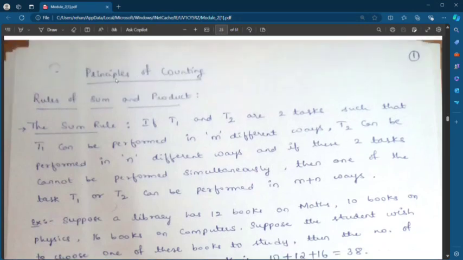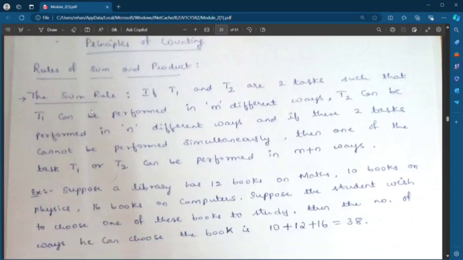So the topic which we had to do next was rules of sum and product. As we saw in our syllabus copy, this was the next topic. So what is the sum rule? If T1 and T2 are two tasks such that T1 can be performed in m different ways and T2 can be performed in n different ways. So two tasks are there which can be performed in different ways. So what kind of ways are they denoting as m and n ways?